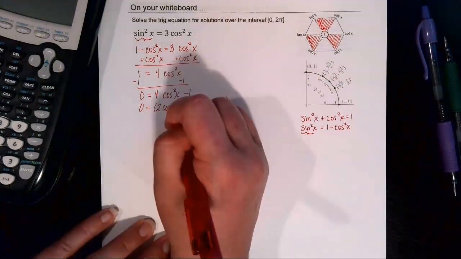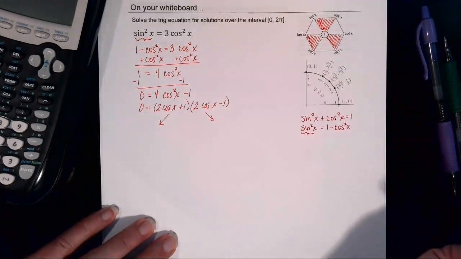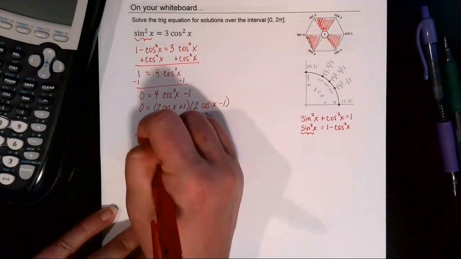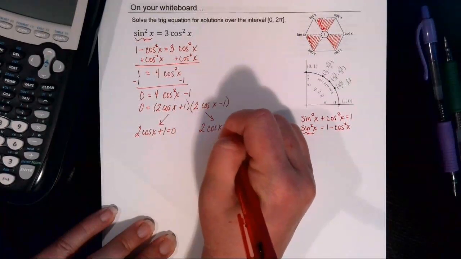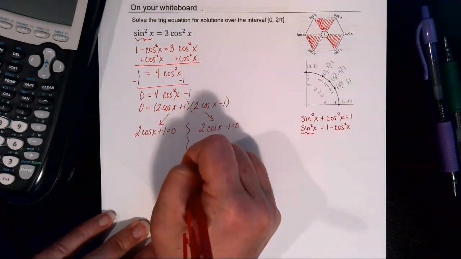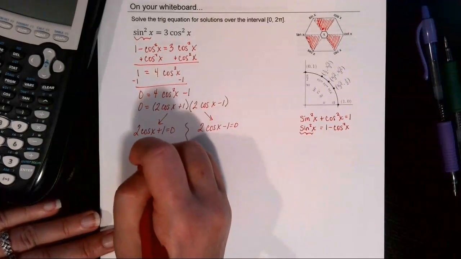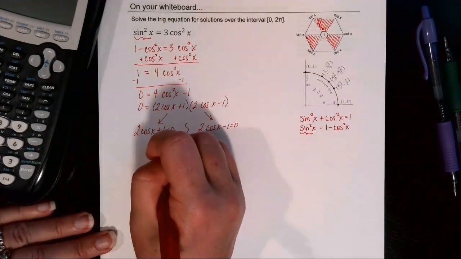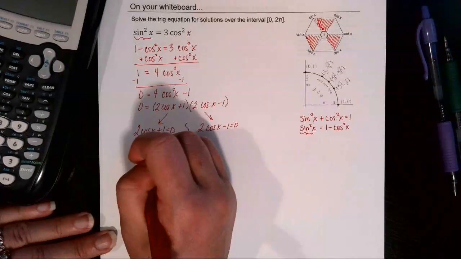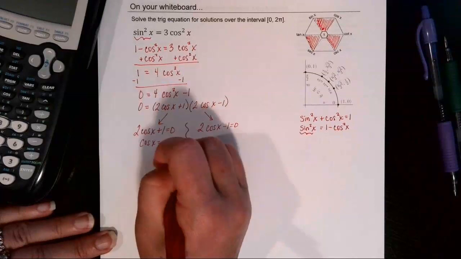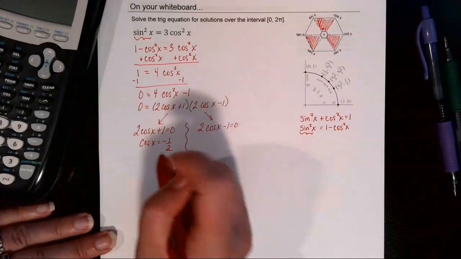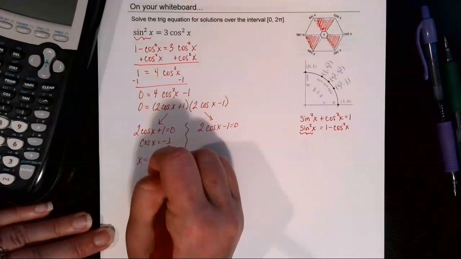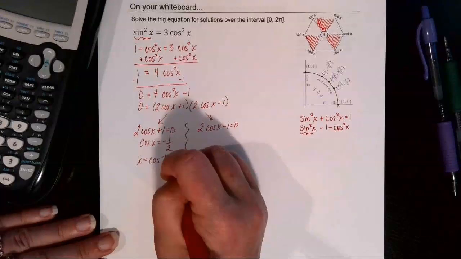And using the zero product property, once it's factored, we would set each factor equal to 0 and solve for x. So in this first side, 2 cosine x plus 1 equals 0, we're going to subtract the 1, divide by 2, and cosine of x is equal to negative 1/2. To get the x by itself, we need to do the inverse function for both sides, and x is equal then to the arc cosine, or the cosine inverse, of negative 1/2.